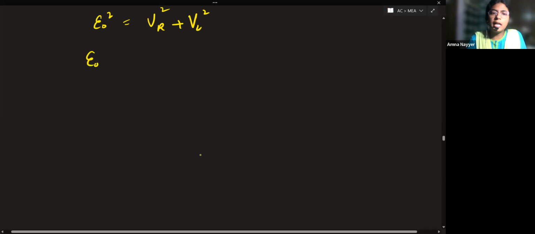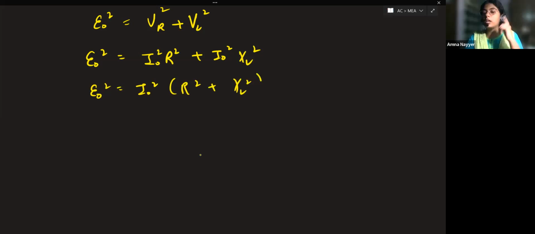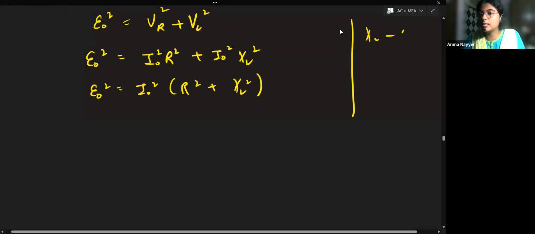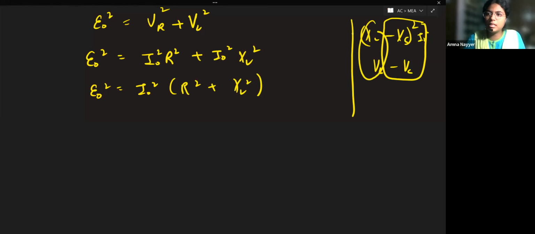So now E naught square will be equal to I naught square R square plus I naught square XL square only. This much you will be having. Take I naught square common: R square plus XL square. Let me repeat what we had for LCR so that it can be a revision. For LCR, we had one more component along with it: XL minus XC whole square along with I naught square. Why? Because VL was not separate; you had VC. Understood? So that part has now been deleted, and you will be left with just this one portion.